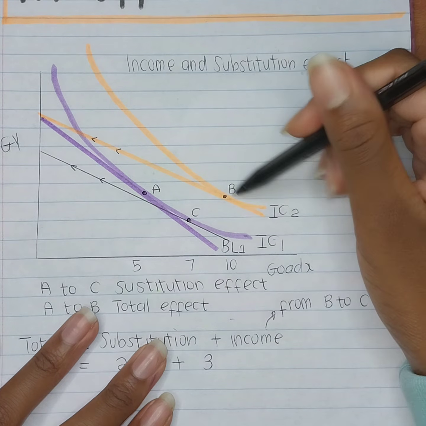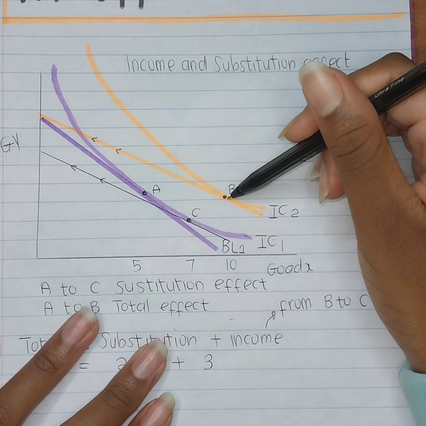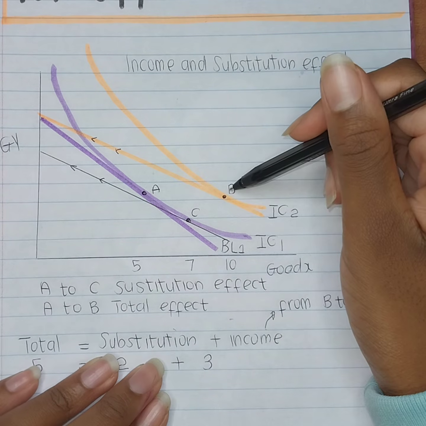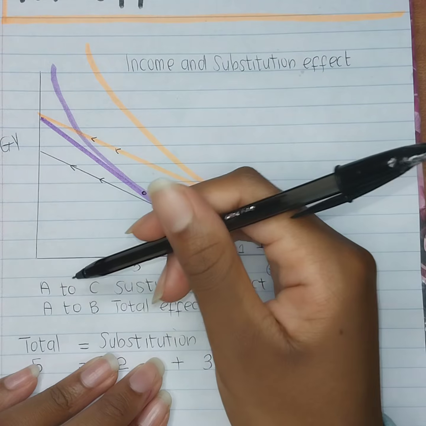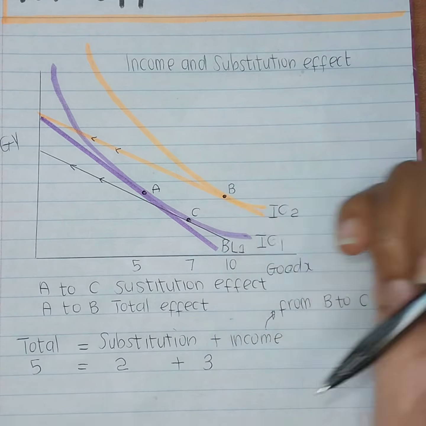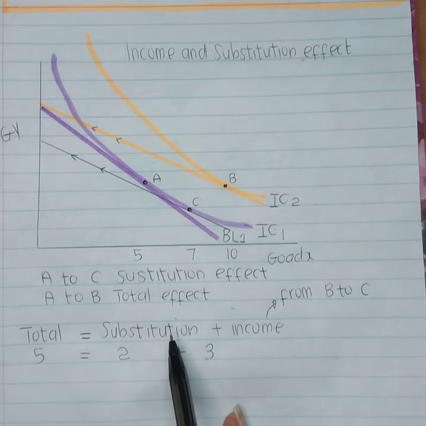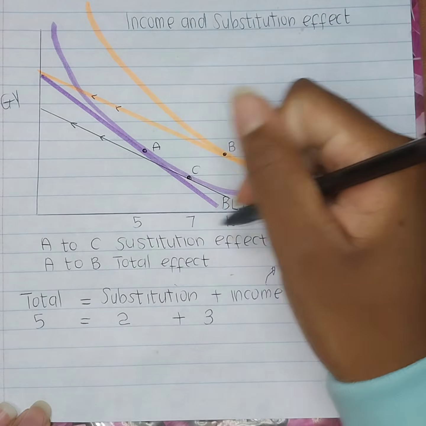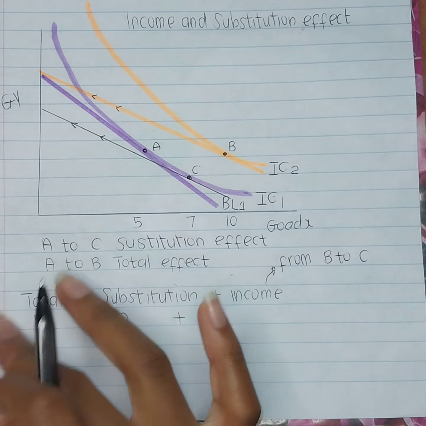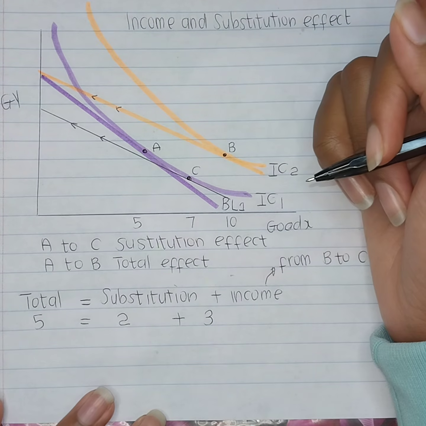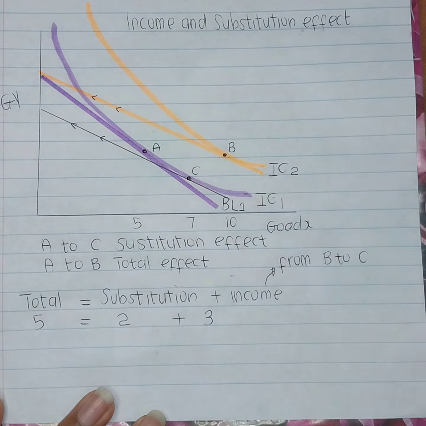So now the new budget line and the new IC2 are touching at point B, meaning that from point A all the way to point B, that is the total effect, including my income effect and my substitution effect. If you check, at B I have 10, at A I have 5. So 10 minus 5 is 5. So the total effect is actually equal to 5. Okay, so now let us look at the substitution effect and the income effect.